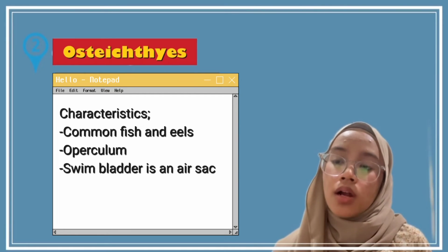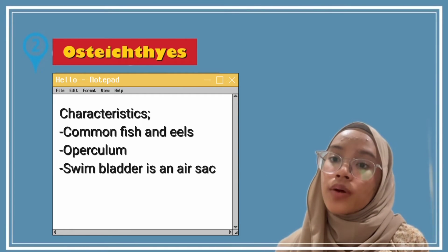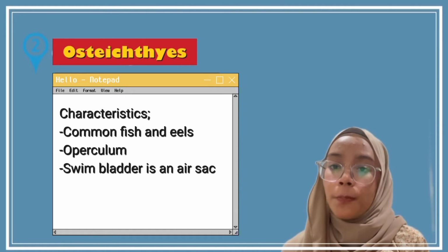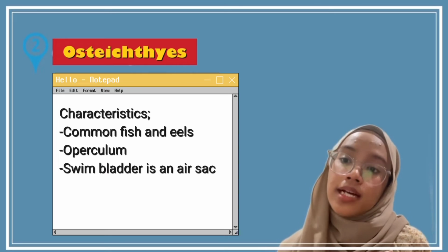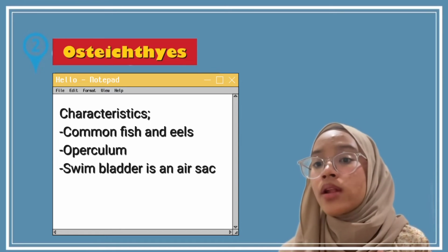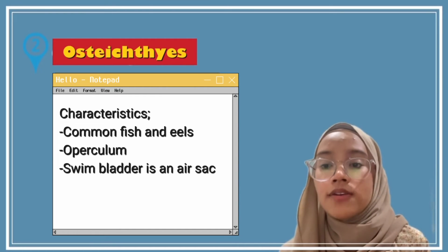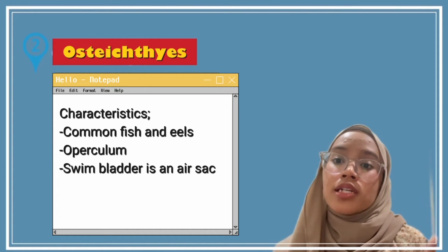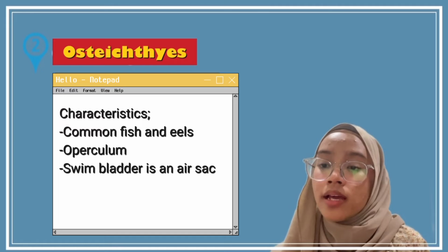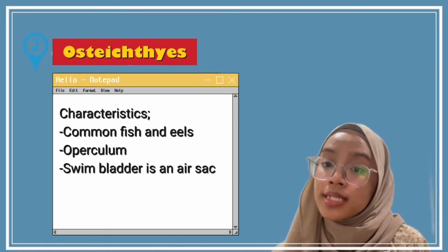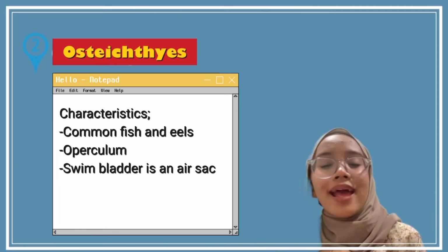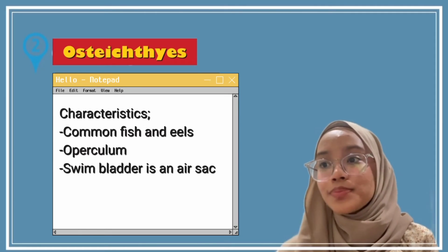Class Osteichthyes includes all the common fish and eels found in both salt and fresh water. Second of all, they exchange oxygen gas via gills which are covered by an operculum. However, a few species have actual lungs. Third of all, their swim bladder is an air sac used to control buoyancy. Thus, unlike sharks, bony fish can hold still at any depth and not sink.